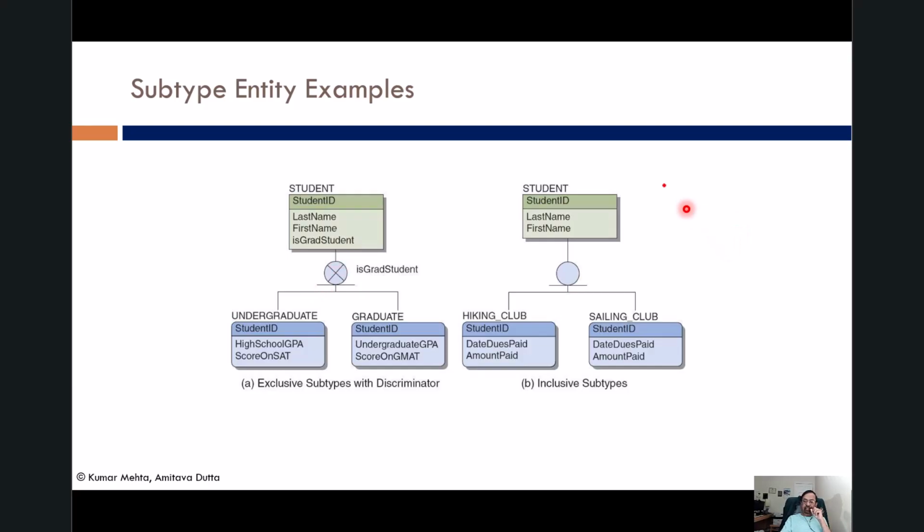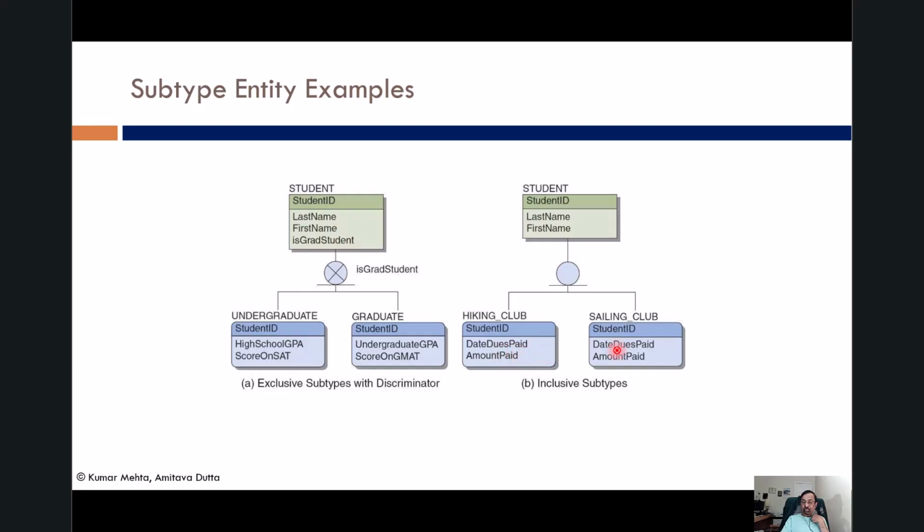Now let's look at the second example on the right. This is again a subtype and supertype. So you can see these two boxes with rounded corners telling you that they are subtypes of the supertype student. But this time, the structure over here represents club membership of different students, not their graduate or undergraduate status. So a student could be a member of a hiking club or a sailing club. Now, a student could be a member of both, okay?